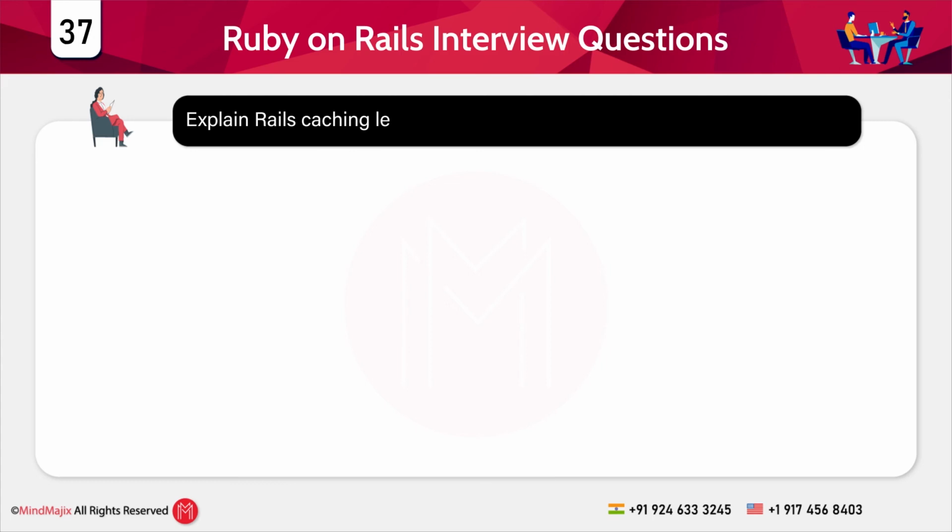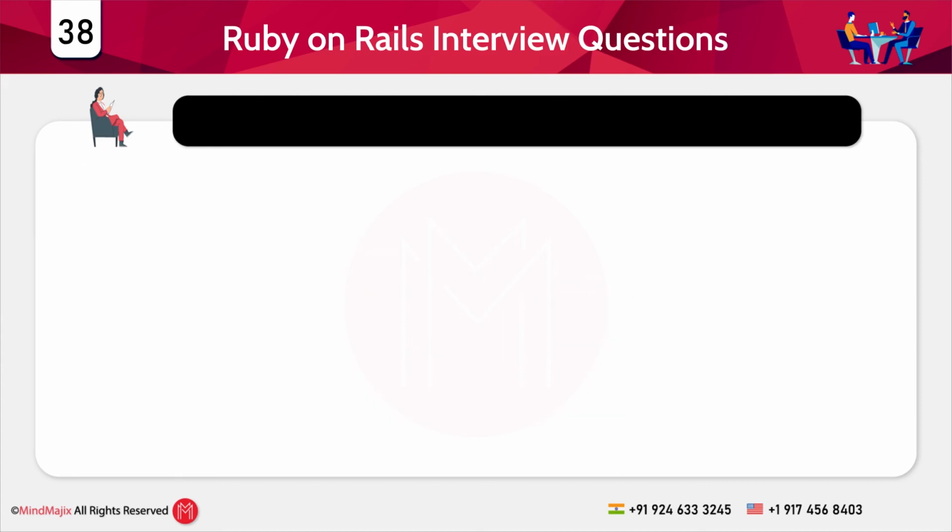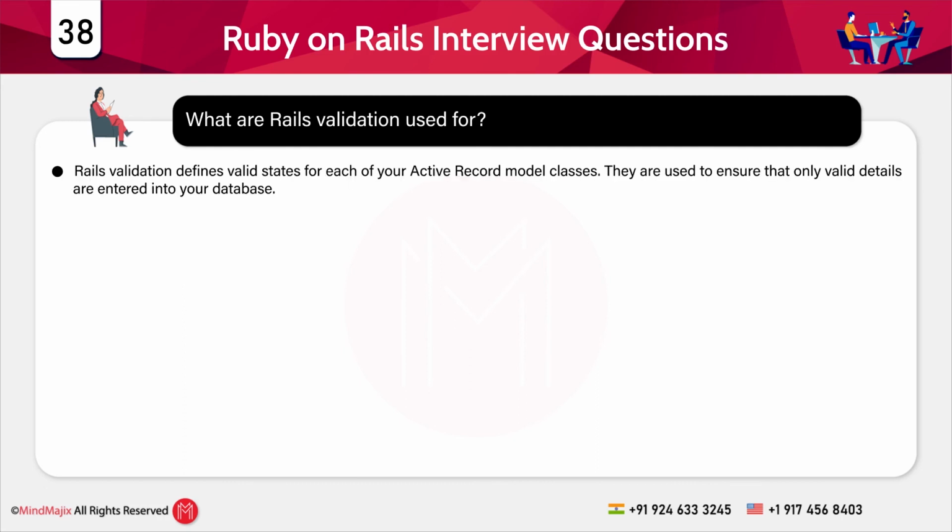Then Rails caching levels. Rails caching is available at three levels of granularity: page, action, and fragment. What are the Rails validations used for? Rails validation defines the valid state for each of your Active Record model classes. They are used to ensure that only valid details are entered in your database. So validations are checked before saving the data into the database.